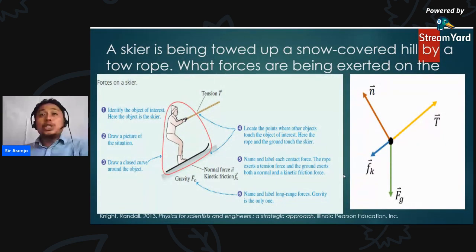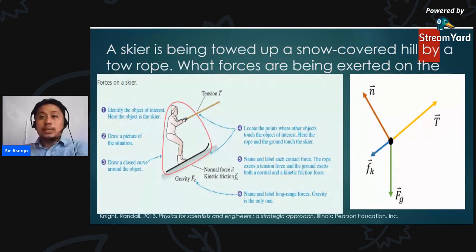Situation: a skier is being towed up a snow-covered hill by a tow rope. So you have here a skier. I hope you're familiar with skiers. Usually, people from America and Europe do skiing, especially during winter. But we don't have that here in the Philippines, I guess. So a skier is being towed up a snow-covered hill by a tow rope. The tow rope is being pulled up, going up.